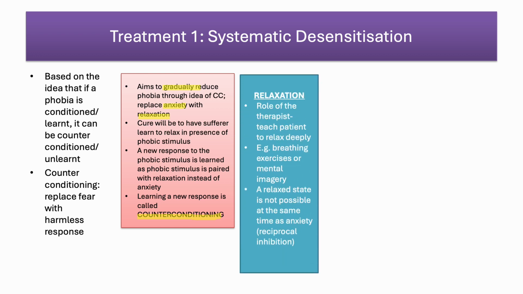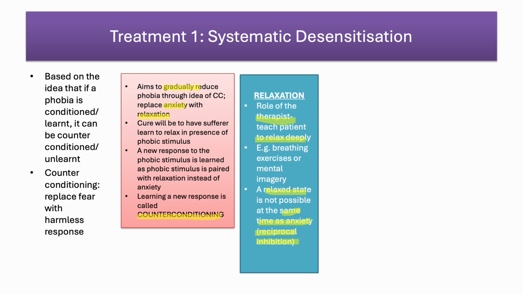Now you have to know about the role of relaxation, and you have to understand that that is the first stage in systematic desensitisation. The role of the therapist here is to teach the patient different relaxation techniques such as deep breathing or mental imagery, the whole count to 10, imagine you're on a beach somewhere, or imagine your happy place. That sort of thing is encouraged for the patient to learn to relax, and that is because of this concept called reciprocal inhibition, which means that opposites can't occur at the same time. You can't be relaxed at the same time as being anxious. So that's what the relaxation stage is about, getting them to relax so that when they're confronted with the phobic stimulus, they cannot be anxious.